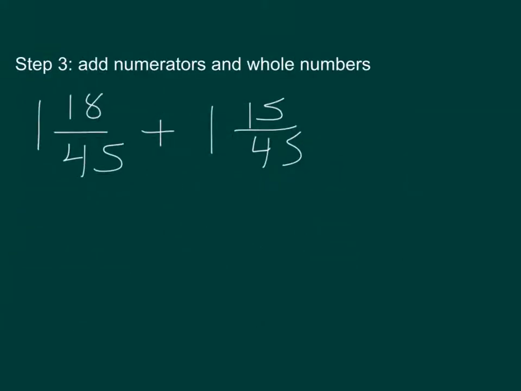So now that we have our new problem, 1 and 18 over 45 plus 1 and 15 over 45, we are going to go ahead and add our whole numbers. So 1 plus 1 equals 2. And now our fractional part, well, we know the denominator is going to be 45 because we never add or subtract denominators. And so now we're going to add our numerators. So 18 plus 15 gives me 33. So the answer to our question right now is 2 and 33 over 45.